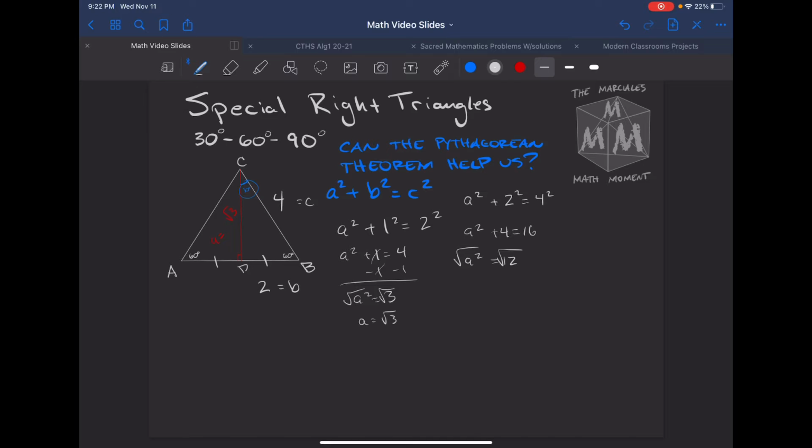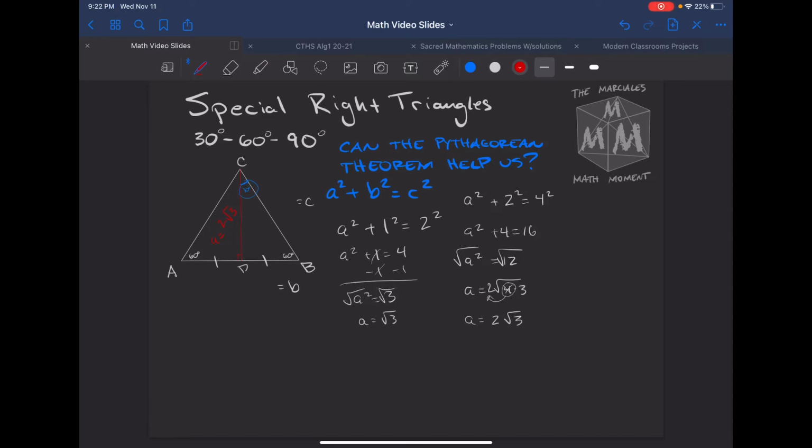The square root of both sides, I get a equals square root of 12, but I can break that up into 4 times 3. 4 is a perfect square. Square root of 4 is 2, so I pull the 2 out. So I get a equals 2 times the square root of 3. So now, for my new equilateral triangle, the height is 2 times the square root of 3. What if we change it again? What do we think the height will be?